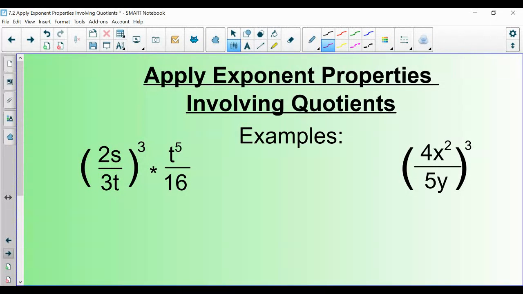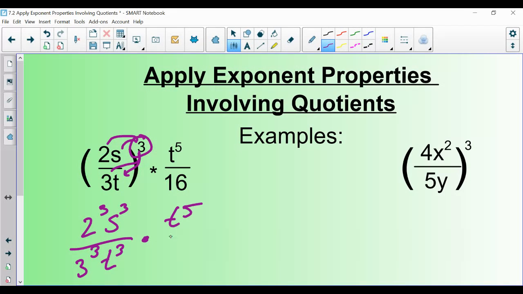A couple more examples, and then we'll wrap it up. So in this example here, this exponent outside the parentheses needs to be applied to everything. It needs to be applied to the 2, the s, the 3, and the t. That would give me 2 to the 3rd, s to the 3rd, over 3 to the 3rd, t to the 3rd, all being multiplied by t to the 5th over 16.